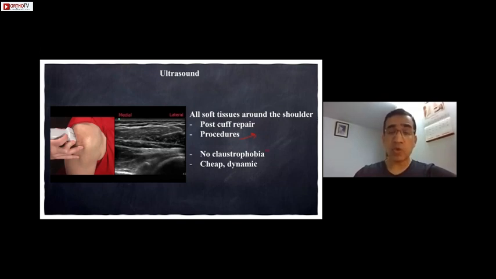Very big advantage is no claustrophobia. It's very cheap, and the important thing is you can check the dynamicity of the cuff, especially whether there's an impingement or not, which is not possible on an MRI.